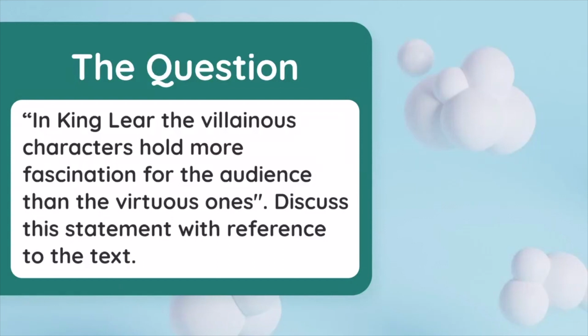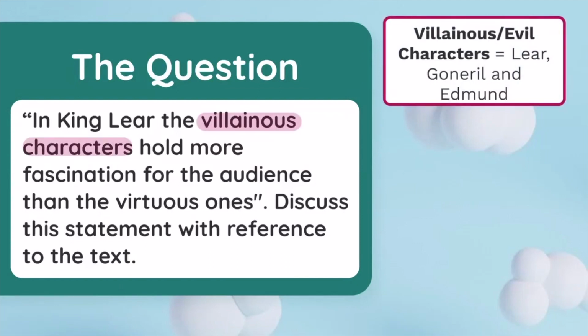Now, it's a nice question in the sense that everybody wants to talk all about the villainous characters, and they usually want to talk less about the virtuous ones because they're less interesting in King Lear for the most part. So the first part there that's highlighted is the villainous characters, and anyone who's villainous just means they're evil. So really the baddies. In this instance, this student has decided to look at Lear, Goneril, and Edmund. But obviously there's a couple more that you could throw in there as well, but they're the three main ones.